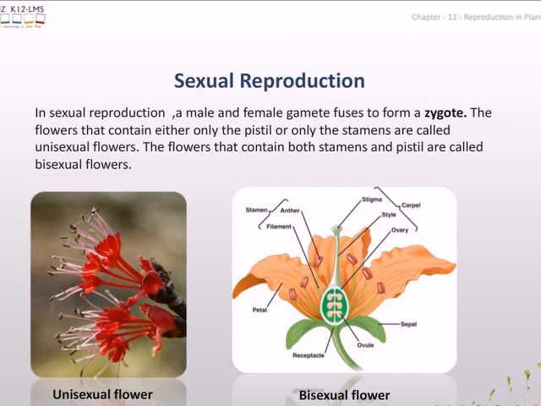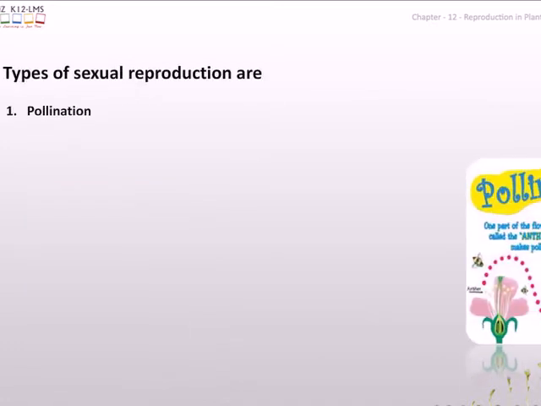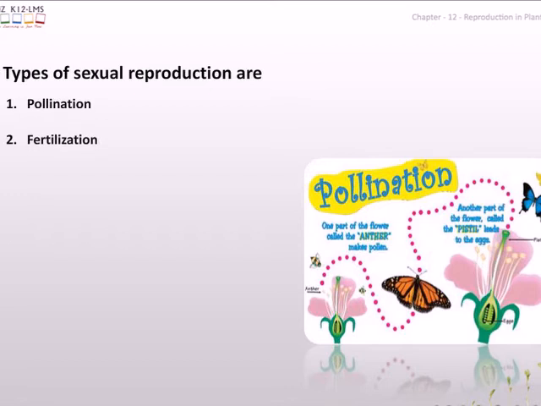The flowers that contain either only the pistil or only the stamens are called unisexual flowers. The flowers that contain both stamens and pistil are called bisexual flowers. Types of sexual reproduction are pollination and fertilization.